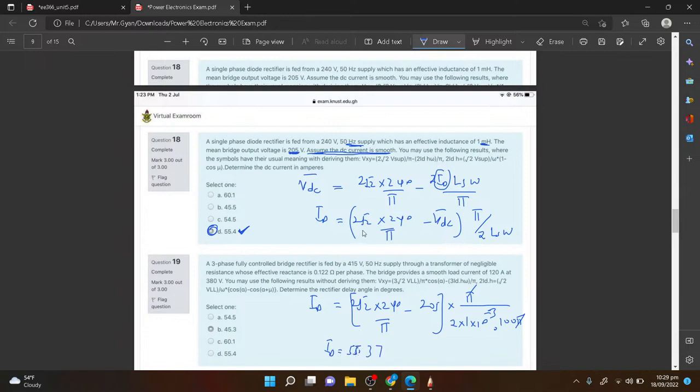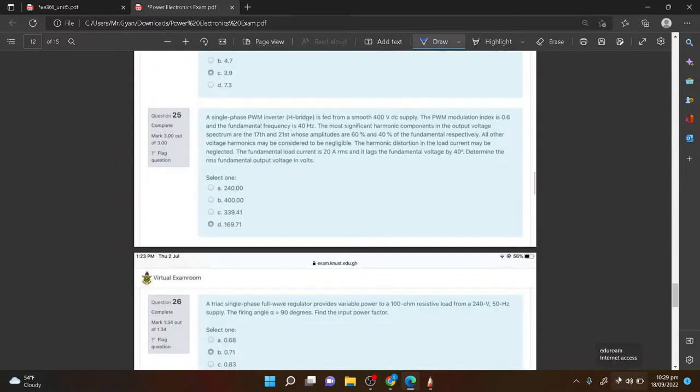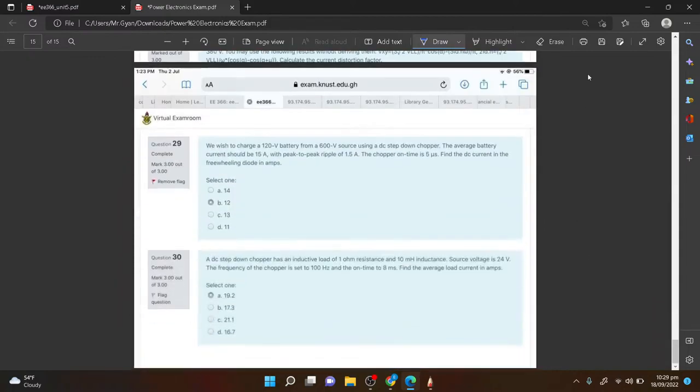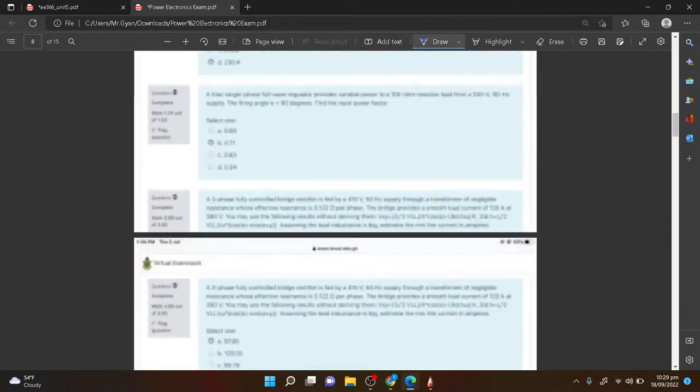So we're supposed to find the DC current, right? That's the ID flowing through the circuit. So let's see if we can find another single phase question. So we are solving the single phase diode. Okay, so that's it for those questions.